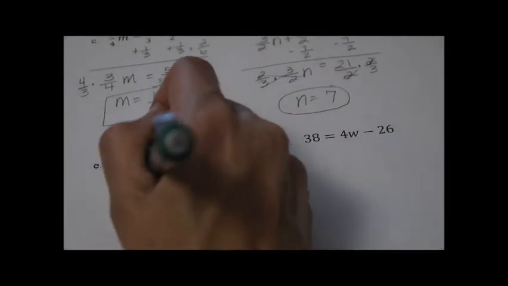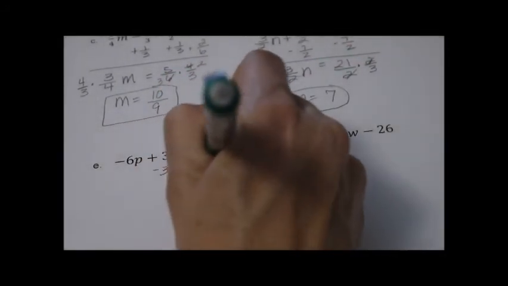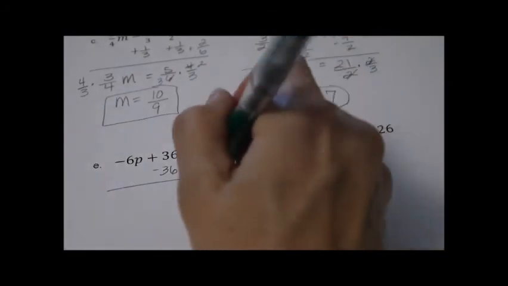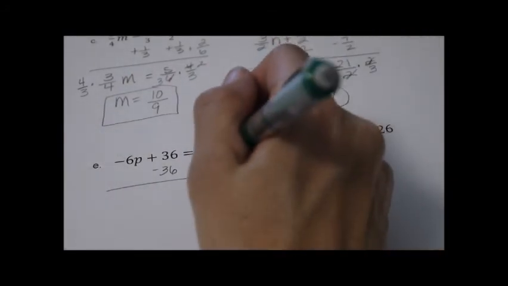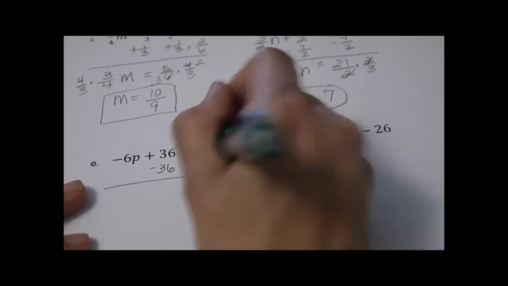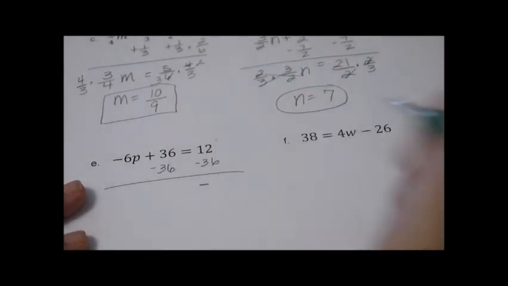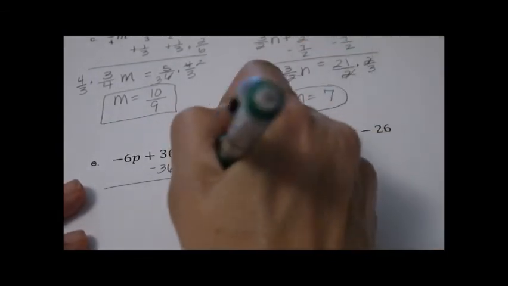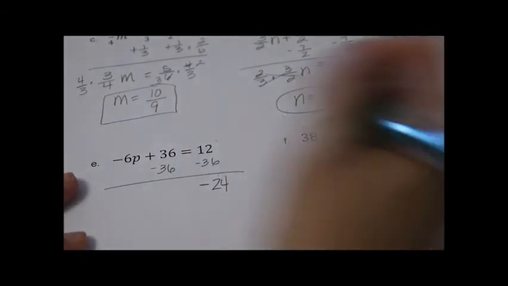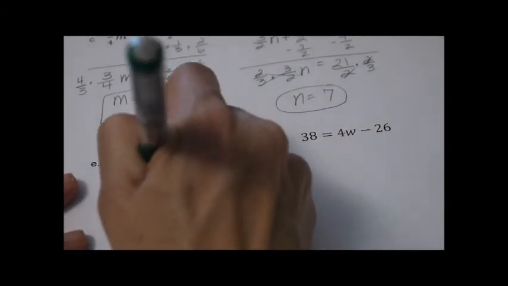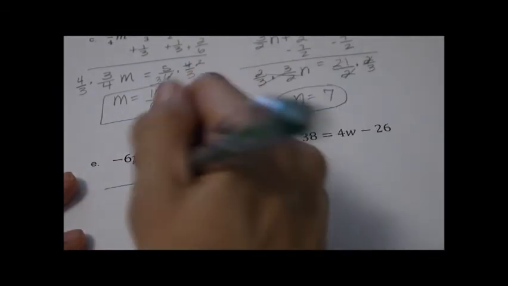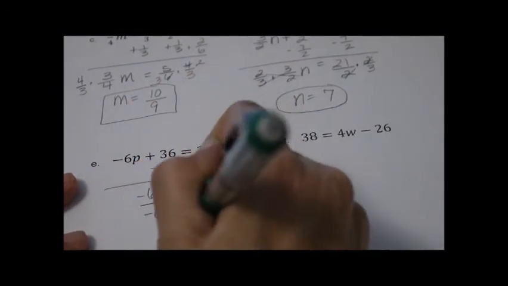And now we've got this one, minus 36, minus 36. Okay, be careful on this one, okay? Because a negative 36 and a positive 12 is going to be a negative 12 taken away from 36 is 24, okay? And we got negative 6p. Now we're going to divide both sides by negative 6. So we get p equals positive 4.